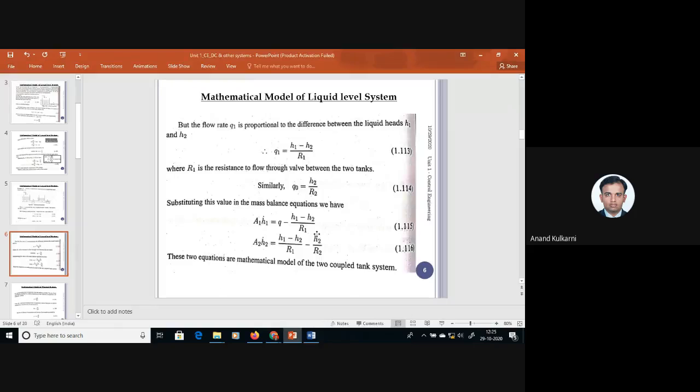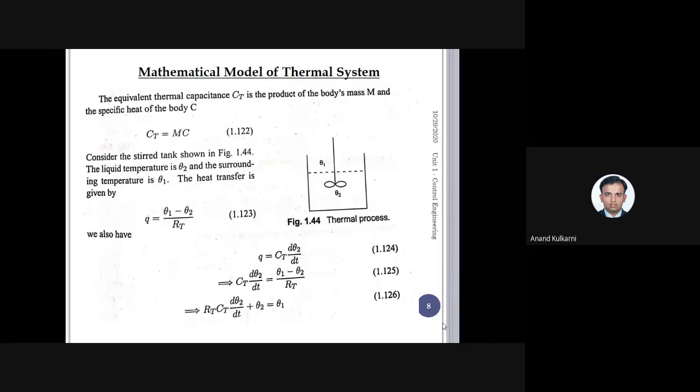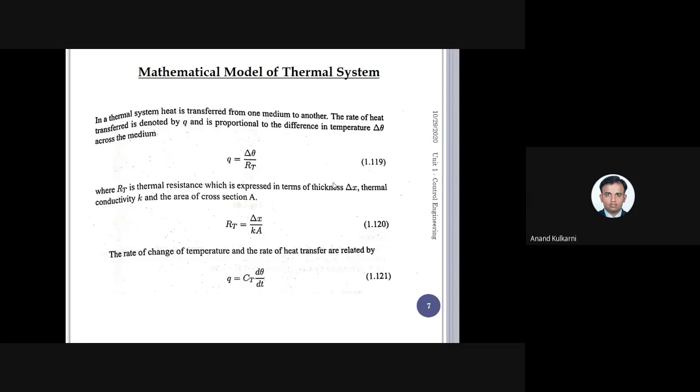So what is the thermal system? That we'll understand now. Here basically we have one tank, and because of stirring, the heat is getting generated. You can see here, there is one tank, and we have a stirrer, and theta 1 is the surrounding temperature, and theta 2 is the temperature of the water. So this is what is happening. Let us understand this.